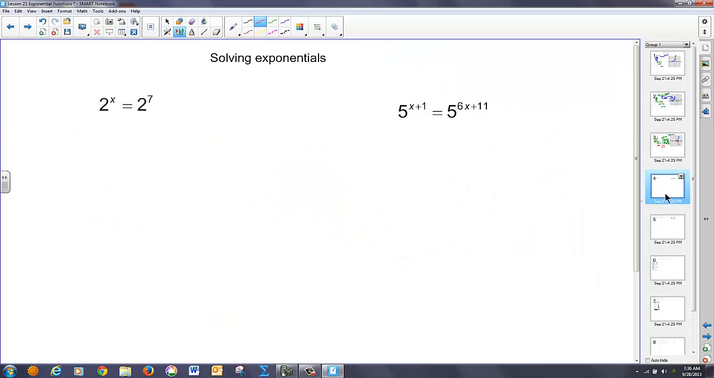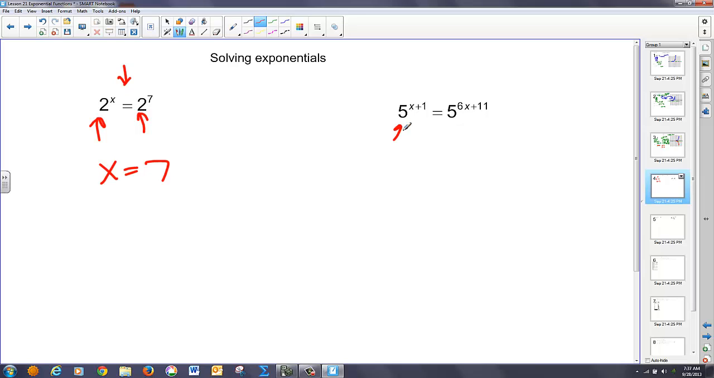Alright, now we're going to solve some exponentials. Let's look at a basic example. If I have something like 2 to the x is equal to 2 to the 7th, I'm not trying to insult your intelligence, but what would be the x value? Well, if these base values are the same, 2 and 2, then these exponents would have to be equal. So x obviously would equal 7 in this case.